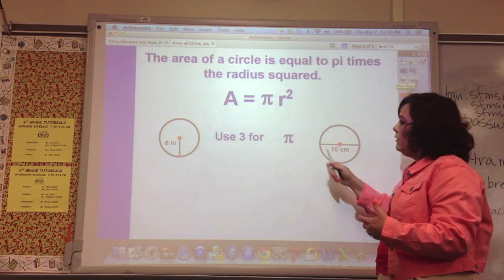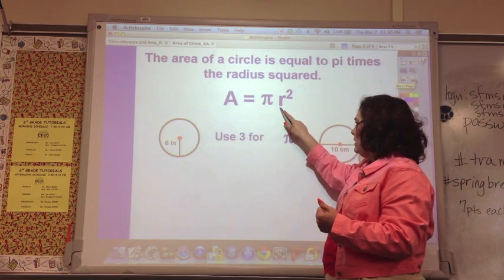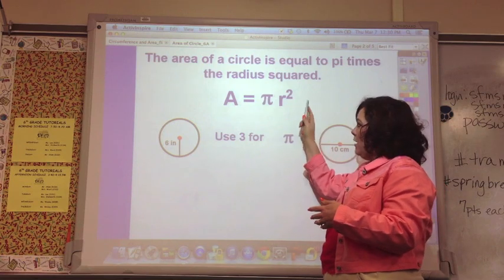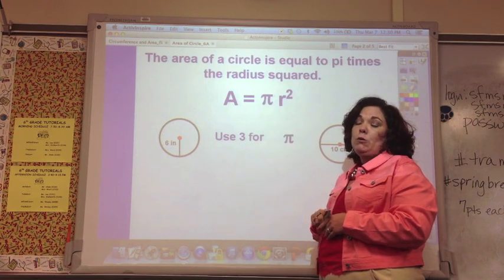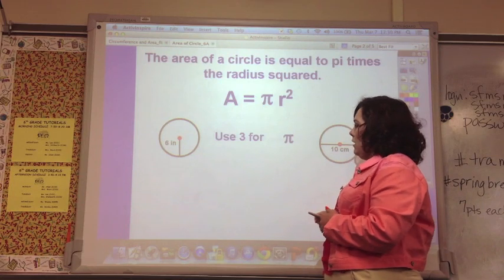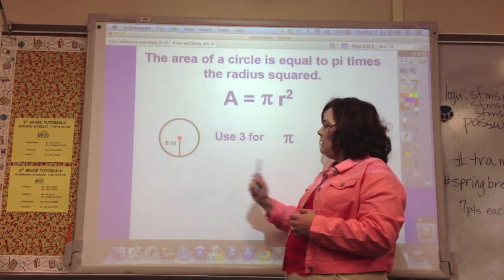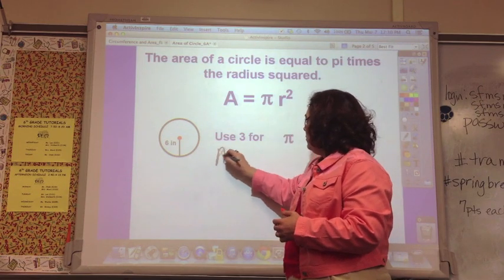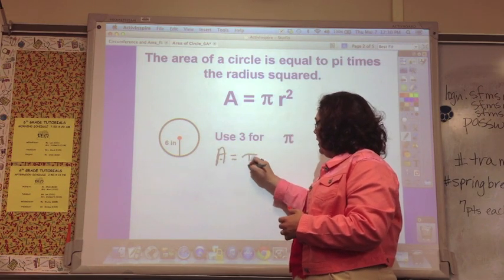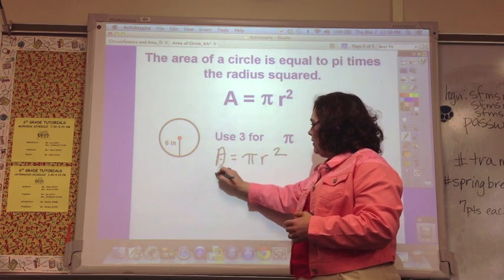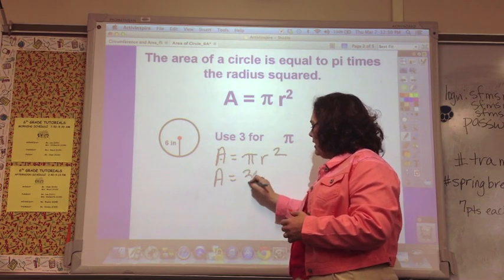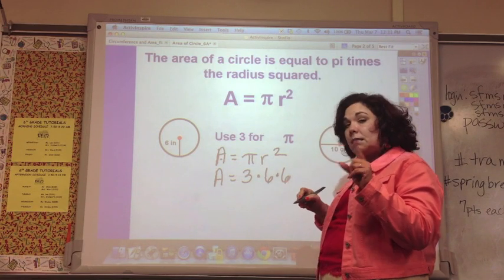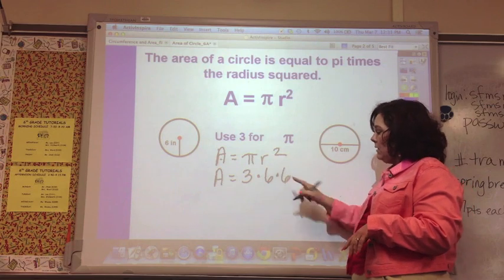So that means you have to be looking at the radius, and you multiply it by itself, so squared, and multiply it by pi, which we'll use 3 for. So in this example, we would write the formula A equals pi r squared. So A equals 3 for pi times 6 times 6, not 6 times 2. It's going to be 6 times 6.